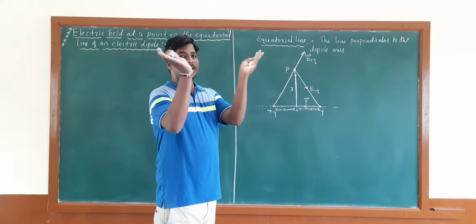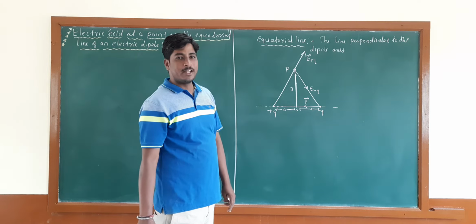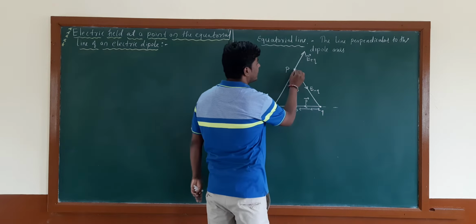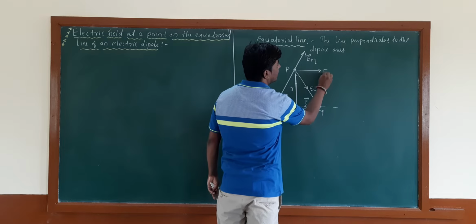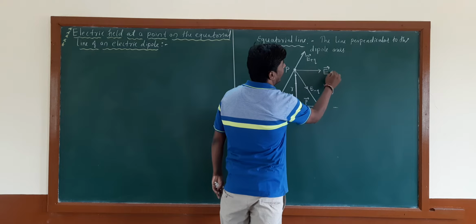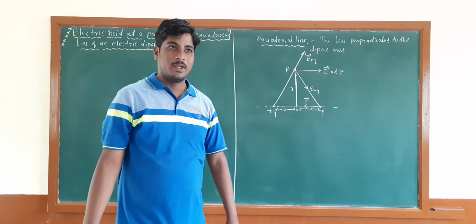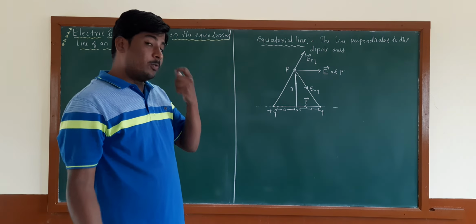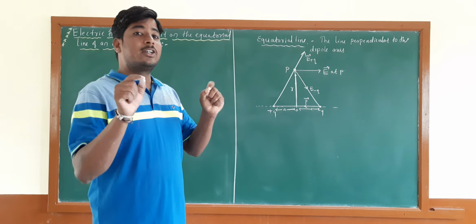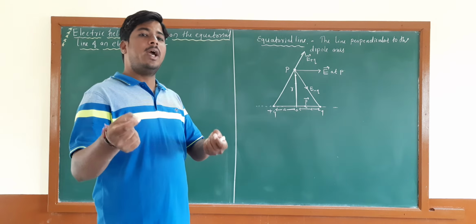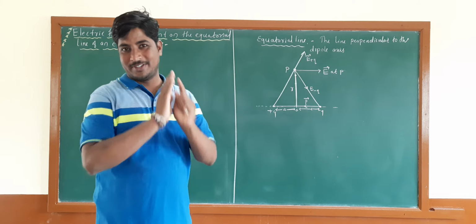So there are two fields now. If there are two fields, then definitely we will find the resultant field. The resultant of these two fields is given like this. So this is the resultant electric field E at P. To find the resultant electric field at P, we have to resolve the two fields E plus Q and E minus Q into rectangular components each.